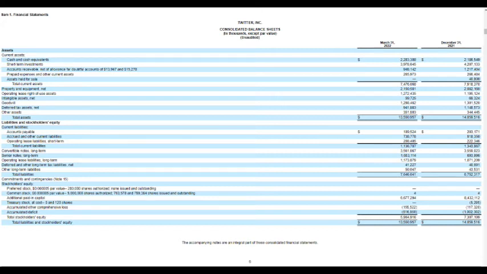And if you're thinking of investing in Twitter, this is probably one of the places you'd want to look at first to see how strong the company is.